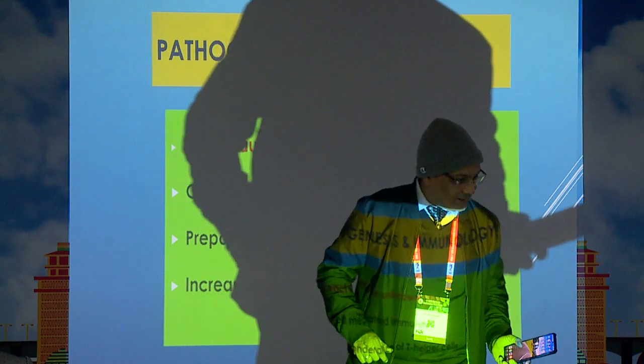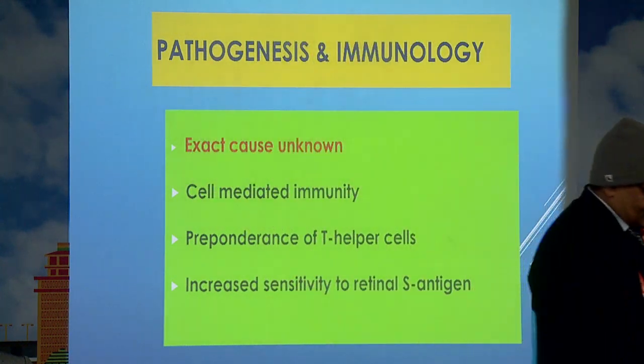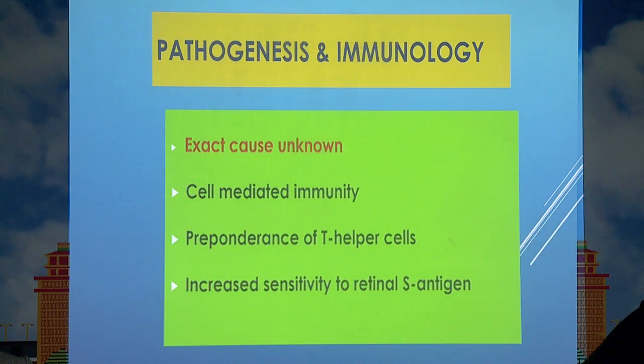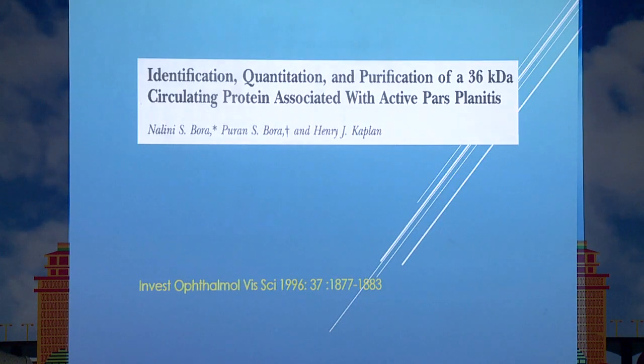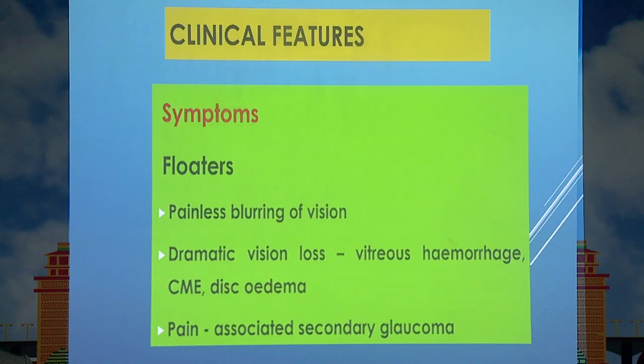What is the pathogenesis? The exact cause is yet to be known. However, it is thought to be a cell-mediated immunity with a preponderance of T helper cells and increased sensitivity to the retinal S antigens. There has been identification, quantification and purification of a 36 kilodalton protein circulating in association with active pars planitis, as noted in one of the research studies.